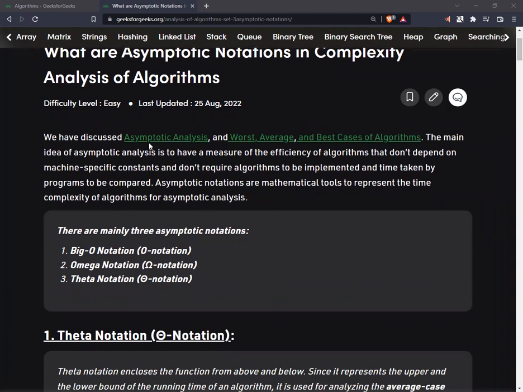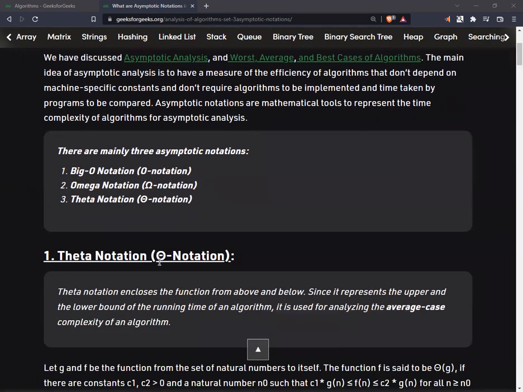We have discussed asymptotic analysis, worst case, best case, and average case. The main idea of asymptotic analysis is to have a measure of efficiency of an algorithm that does not depend on machine specific constants and does not require the algorithm to be implemented and the time taken by the programs to be compared. Asymptotic notations are mathematical tools to represent the time complexity of an algorithm in asymptotic analysis. There are three types of asymptotic notations: big O, big omega, and big theta.